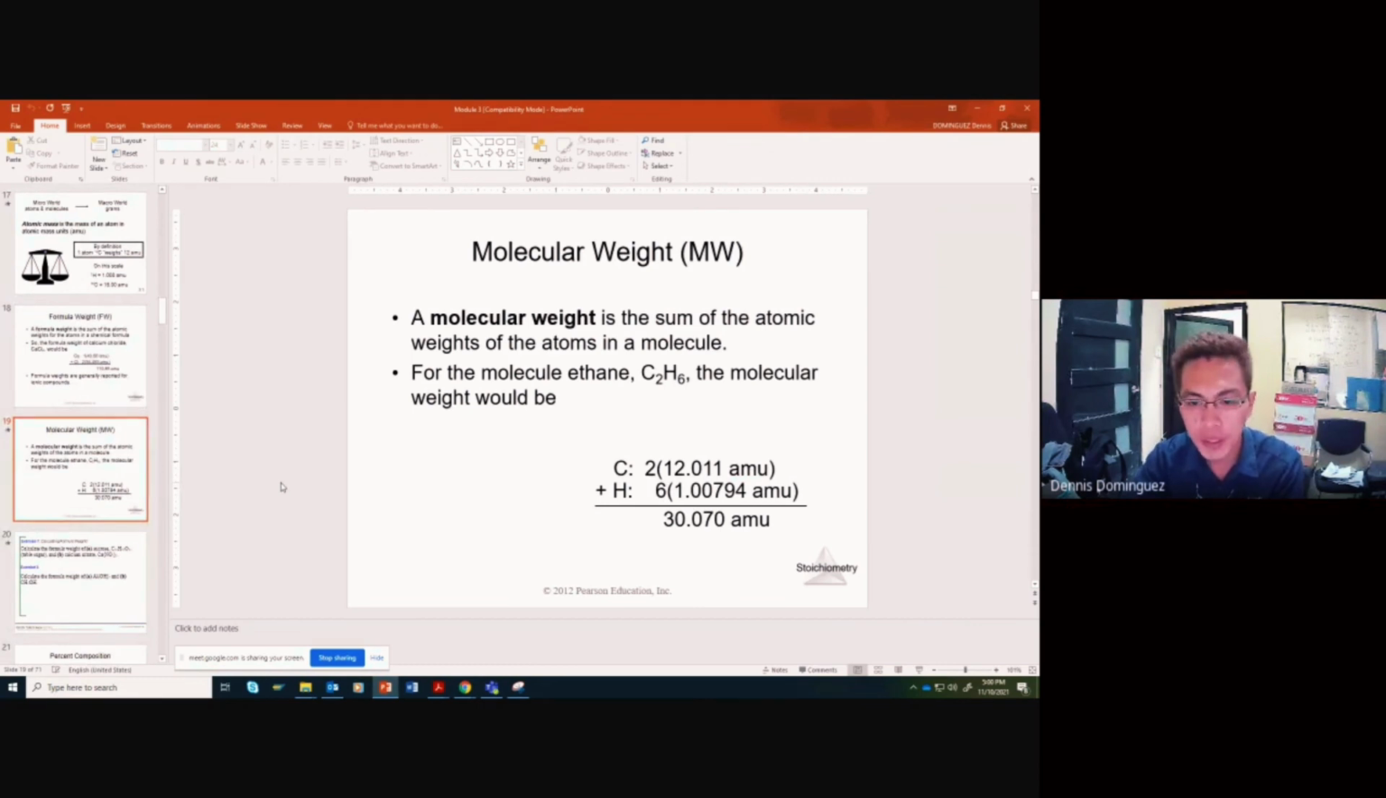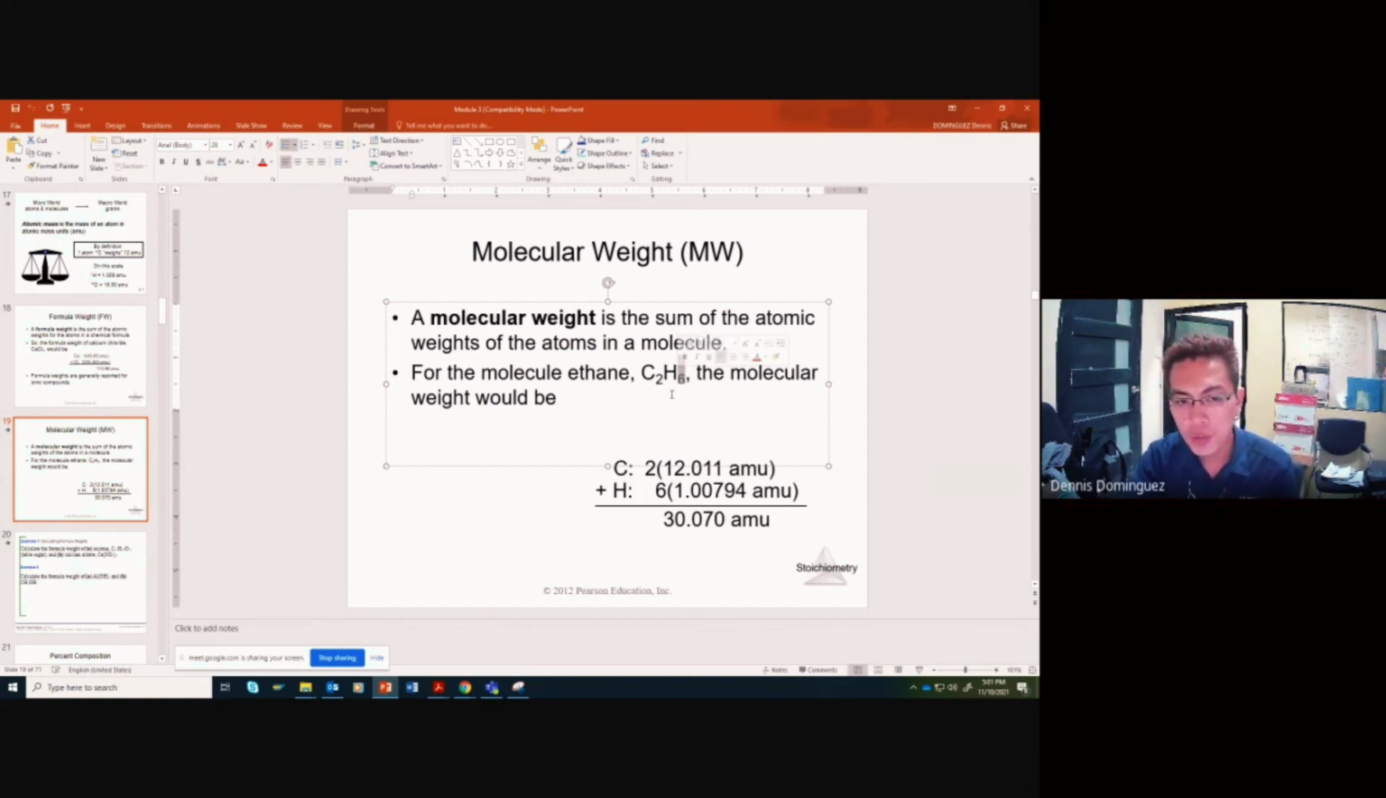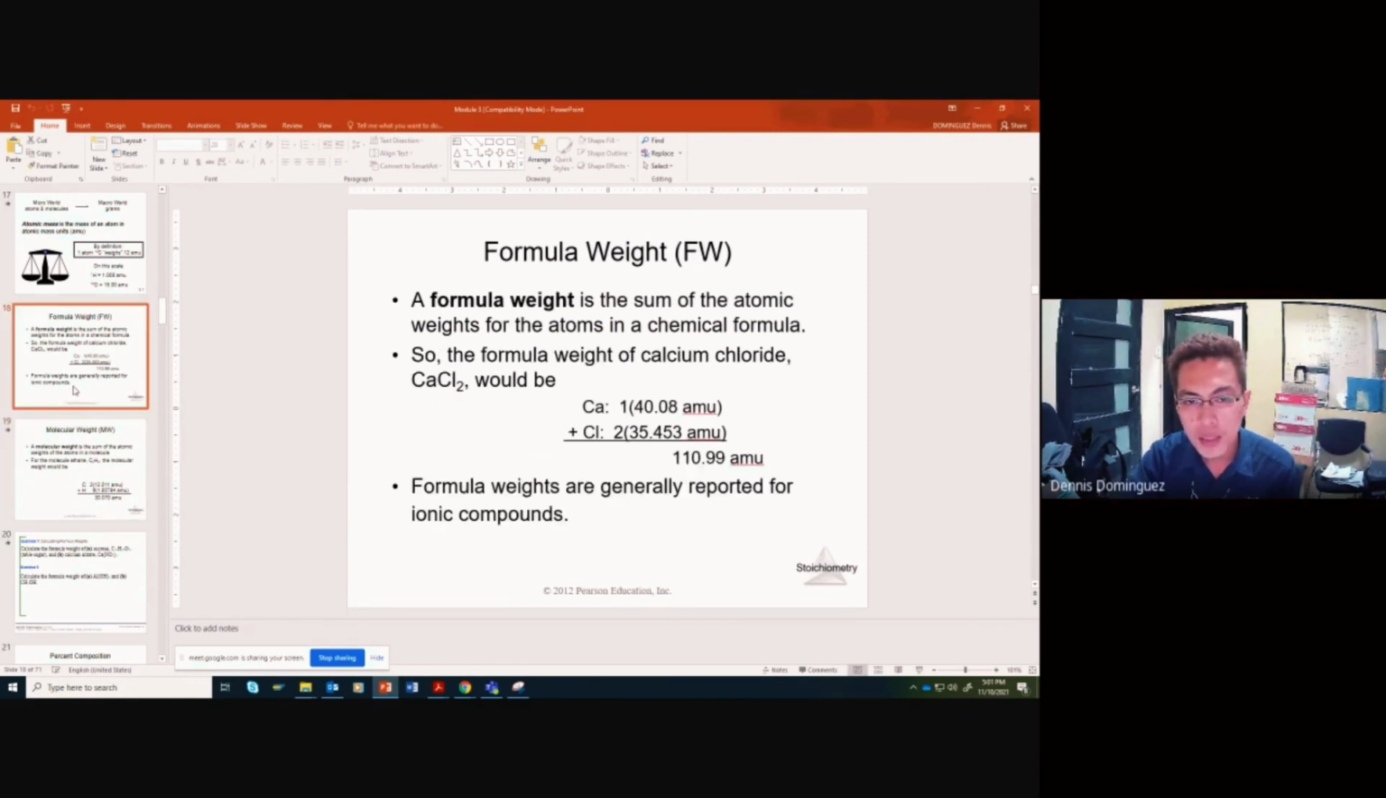So you have also molecular compounds. Molecular weight is the sum of the atomic weights of the atoms in the molecule. So for the molecule of ethane or C2H6, the molecular weight should be 2 times the atomic mass of C, which is 12.01, plus H, that is 1.008, times 6 atoms of hydrogen. So the molecular weight is 30.070 AMU. Meaning to say, if this is the molecular weight of ethane, molecular weight is the same with formula weight. So it is the same.